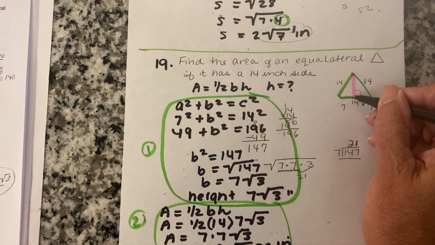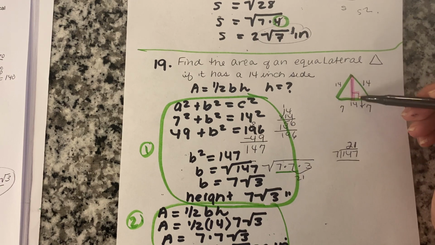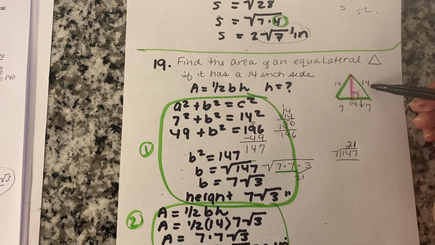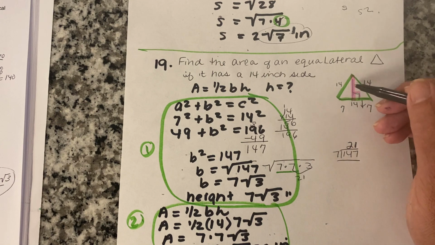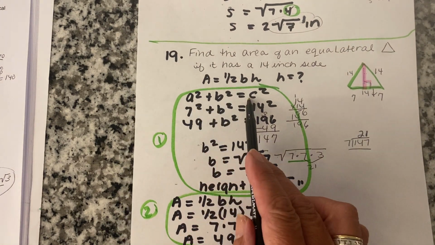We don't know the height here. So that's what we don't know. So we have to divide this height. We make a right triangle, then we can use our a squared plus b squared equals c squared and find this height. Okay? So let's put down a squared plus b squared equals c squared.